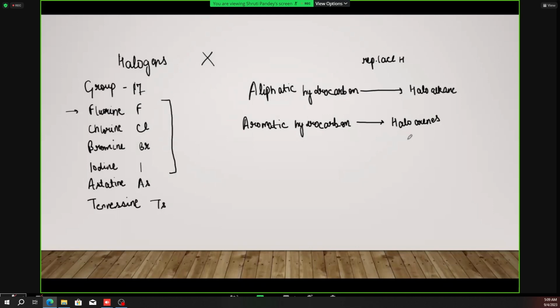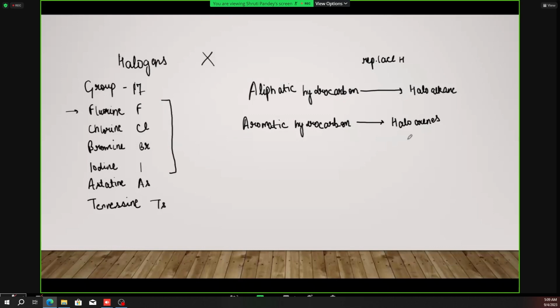Now, why are we interested in these compounds? Whenever we study something new, there is a reason behind that. The reason that we are interested, and so much so that new ways are still being discovered for the formation of these haloalkanes and haloarenes, is that they find wide applications in the industry and even in day-to-day life.